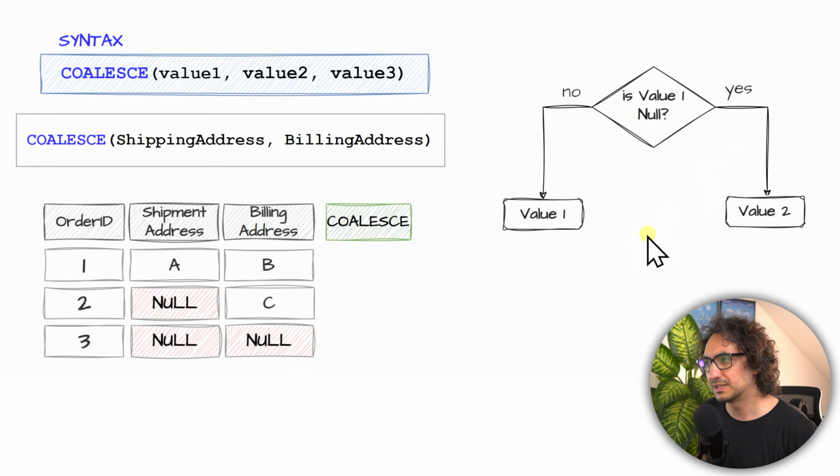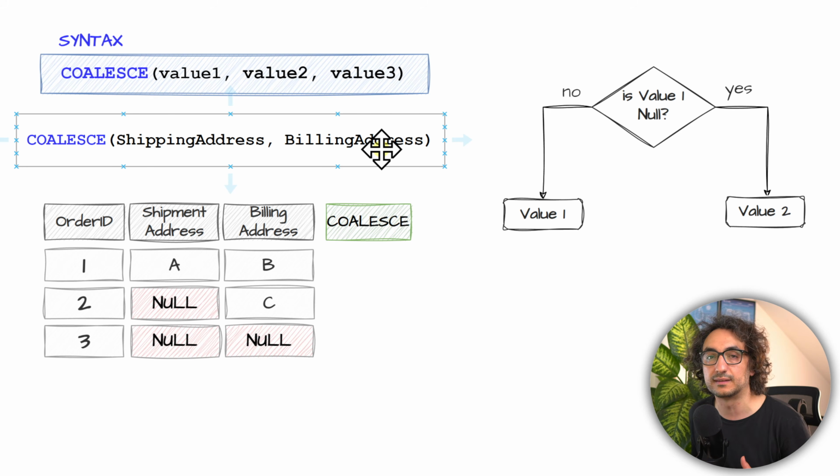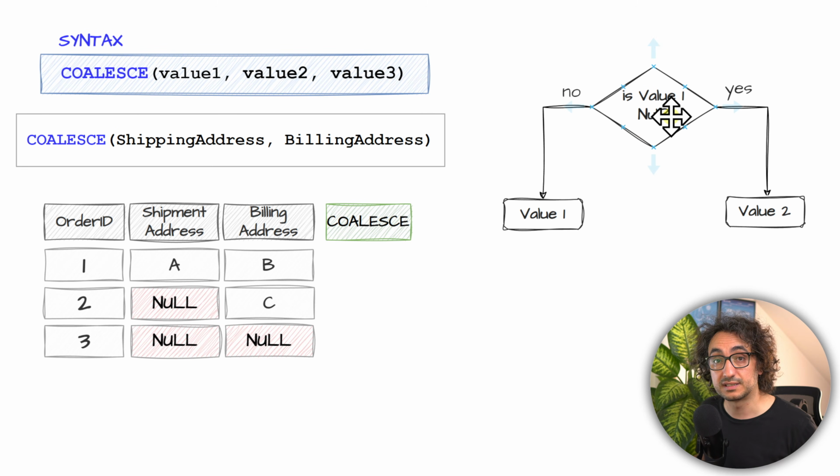Now, the workflow is something similar to the ISNULL. So in this example, we have 2 columns, shipping address and the billing address. SQL is gonna consider it as a list and it's gonna start checking from left to right. So it's gonna check the first value from the shipping address, whether it's null. If no, it's not null, then we're gonna go and get the value 1. So we will get the value from the shipping address. And if yes, it is null, then it's gonna go and get the value 2. So we're gonna get the value from the billing address.